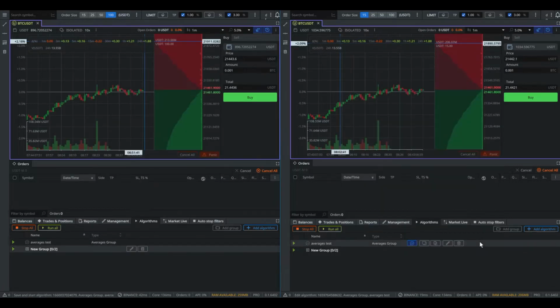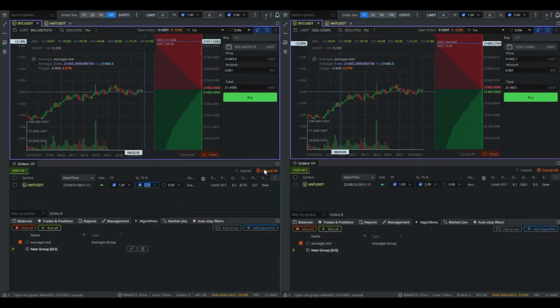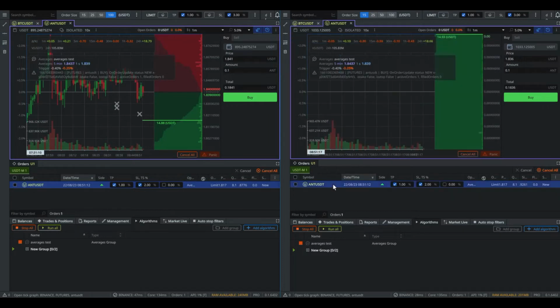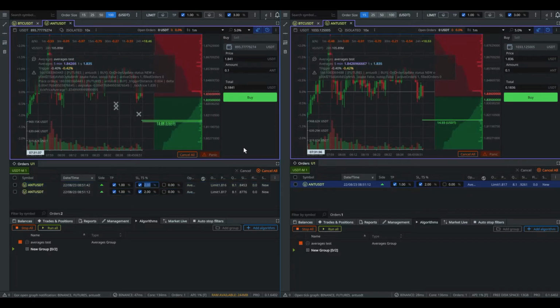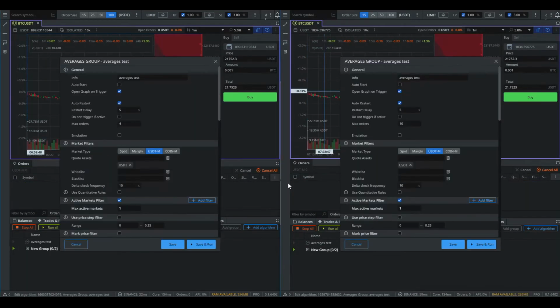Let's wait for triggering. And so the trigger is executed. Let's wait for the second triggering after 10 seconds. Our trigger is executed. On the left we have another order, and on the right there is no order since do not trigger effective is enabled.